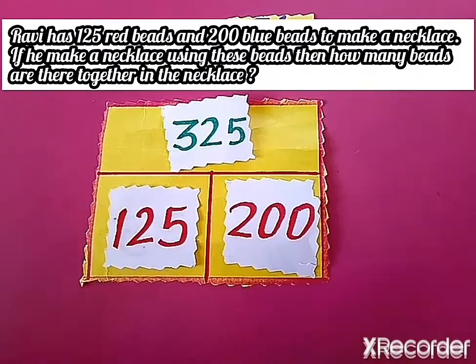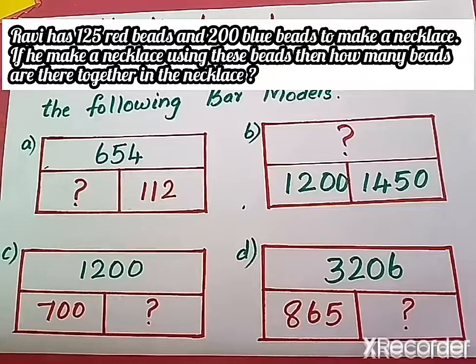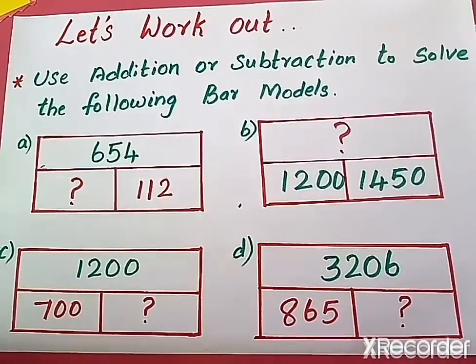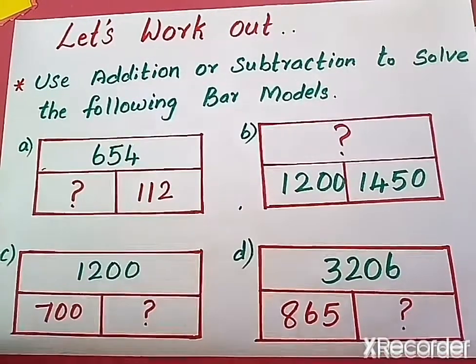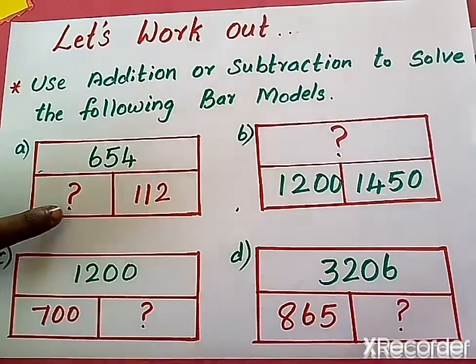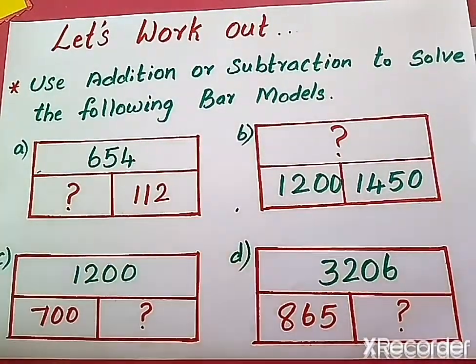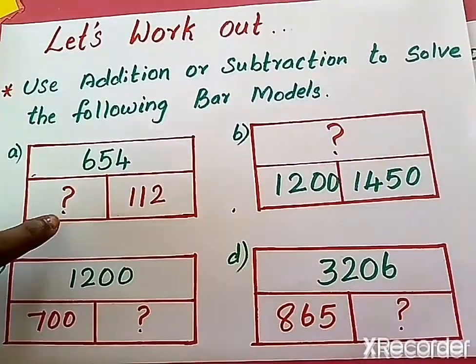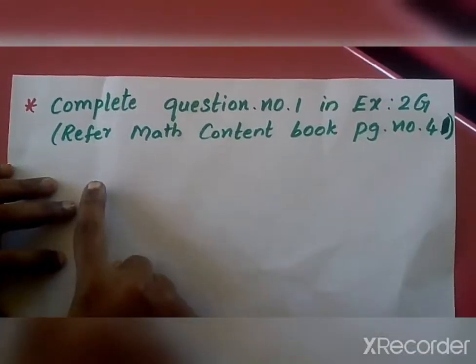Let us see your homework today. Here is your homework. Here I have not given any statement problems, just bar models. Now in this there are 4 bar models. You can see in each one something is missing. In each bar model a few parts are missing. You have to find the missing parts in the bar model.